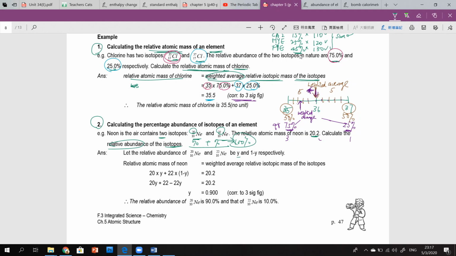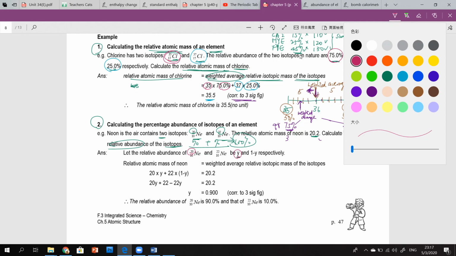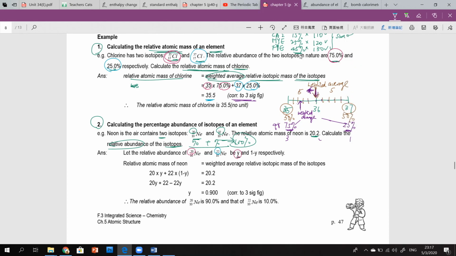So let's say neon 20 has an abundance of Y, while for neon 22 we've got an abundance of 1 minus Y. Why do we use that? When you add it together, Y plus 1 minus Y is equal to 1. So what does 1 mean? 1 means 100%. Can you get the point? So Y, what would be expected to be the value of Y?